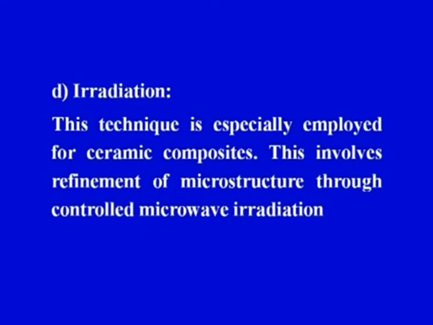This technique is especially employed for ceramic composites. This involves refinement of microstructure through controlled microwave irradiation. So microwave also is a source of heat. So in case of microwave irradiation, we are able to improve the properties or the microstructure of many ceramic composite products. So irradiation is an important technique which is specifically applied to the ceramic matrix composite products in order to improve certain characteristics of the ceramic matrix composites.